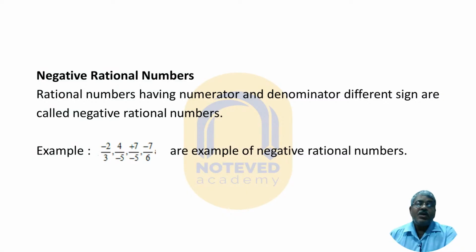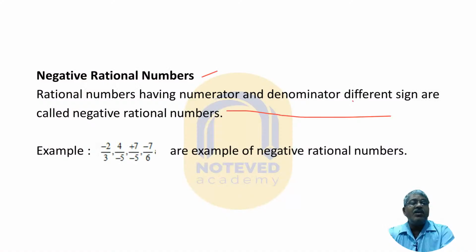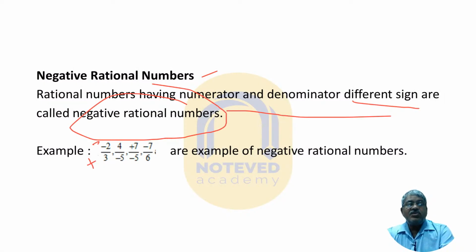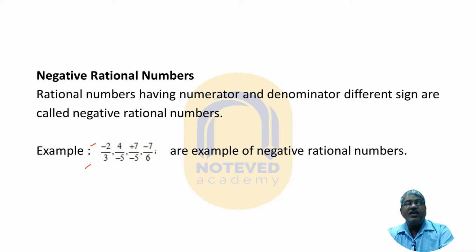The rational numbers having numerator and denominator of different signs are called negative rational numbers. Clear? Now you see the examples. Minus 2 by 3: the sign of the numerator is negative and the sign of the denominator is positive. Second, 4 by minus 5: numerator is positive, whereas denominator is negative. Plus 7 by minus 5: numerator is positive, denominator is negative. Here, minus 7 by 6. All are negative rational numbers. Why? Because the numerator and denominator have different signs.